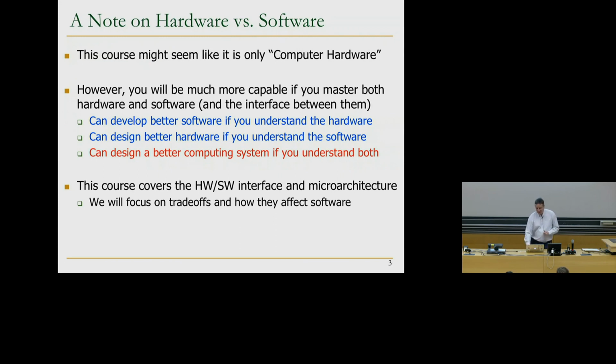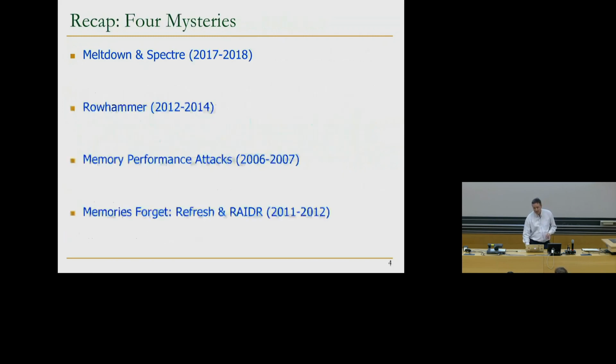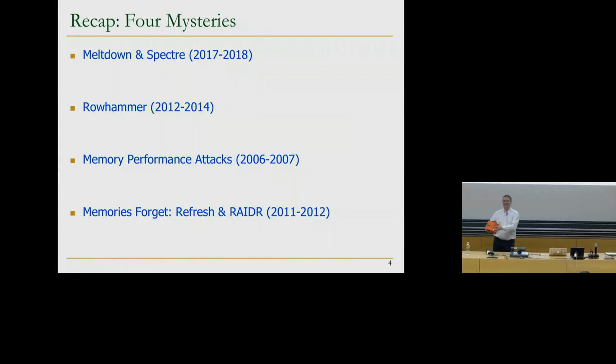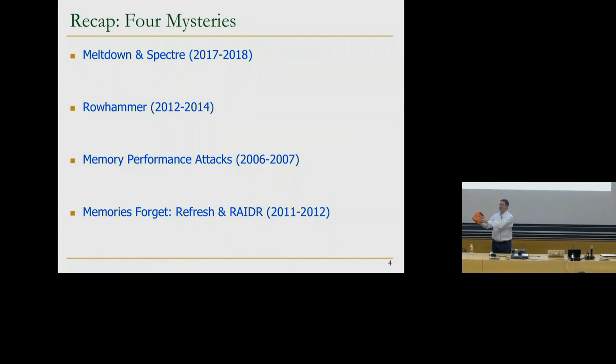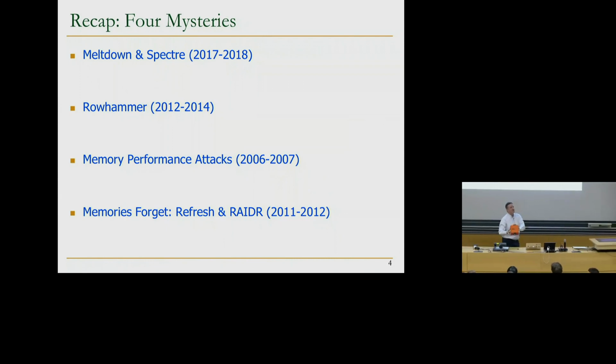Okay, so in the introduction lecture, Onur was talking about the four mysteries. If you remember, does anybody remember these things? Meltdown, Spectre? Great. And then the others: Rowhammer, memory performance attacks, memories forget. What was the key idea behind them? Why did Onur talk about that?